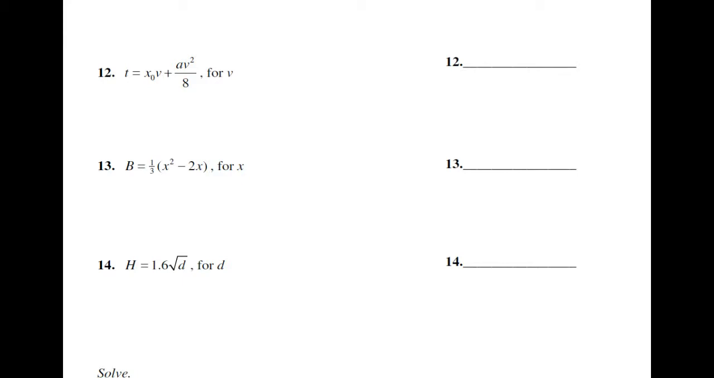So since we have two v's here, a v to the first and v to the second, we're going to have to use the quadratic formula. But first we have to get the v's by itself. And we start by multiplying each term by 8. So here the 8's cancel out, and I now have 8t equals 8 x sub o v plus a v squared.